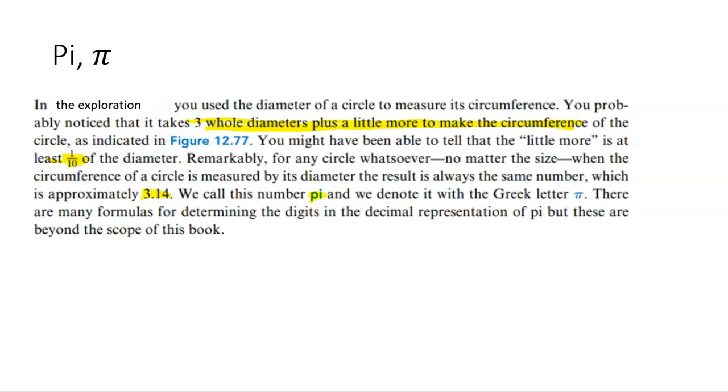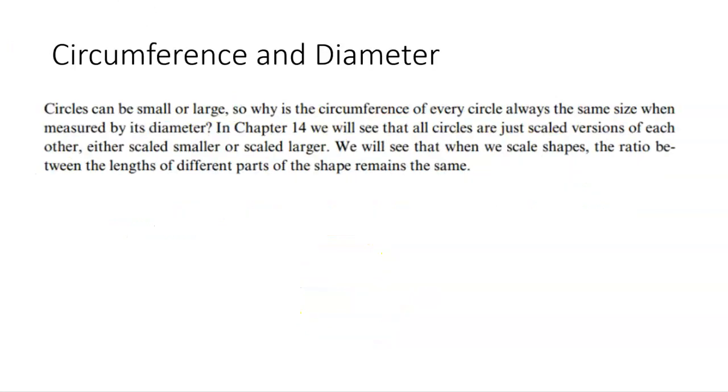No matter what, we can always determine the circumference of a circle, the distance around a circle, if we take the diameter and multiply it by 3.14. So the diameter is going to go around the circle 3 times with a little bit extra, 3.14. Circles can be small or large, so why is the circumference of every circle always the same size when measured? Well, we're going to look at that more in chapter 14 when we look at scaling shapes.